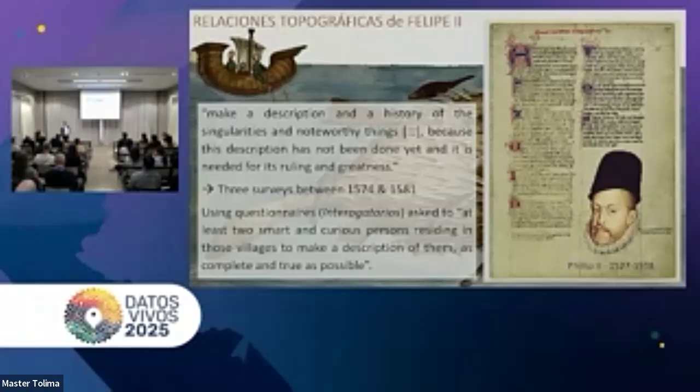What happened is people working for the king were given questionnaires, the same questionnaires used in all the villages where the people arrived. They were looking for 2 smart and curious people living in those villages who could describe what was there. So what are you cultivating? What are you hunting? What are you fishing? Do you have enough firewood? What diseases are affecting you, etc.